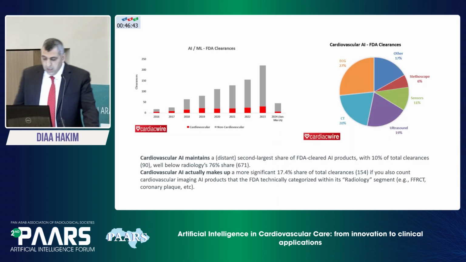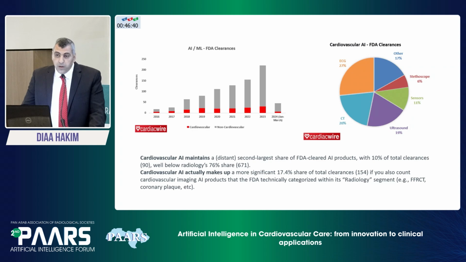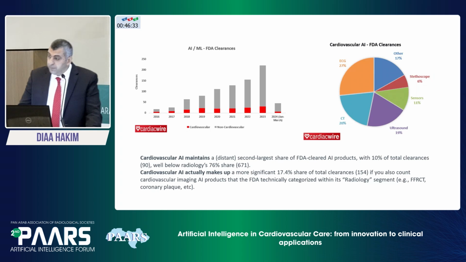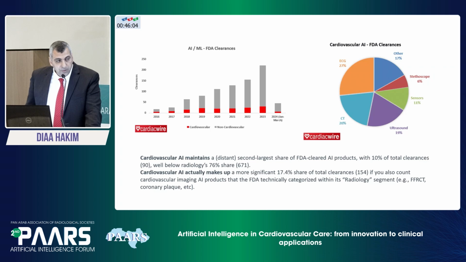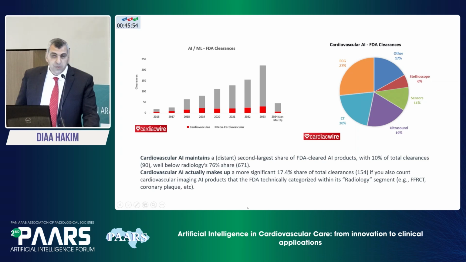Well, cardiovascular medicine is one of the most important subspecialties using artificial intelligence. I copied this data from Cardiovascular, published almost a couple of months ago, and it shows the incremental increase in the use of AI products in cardiovascular medicine. From all the products submitted for FDA clearance, we have about 90 cardiovascular products. That comes in the second position after radiology, of course. So the share of cardiovascular AI-enabled products is about 10%. But if we add the products which are common between cardiology and radiology, that raises the percentage to 17.4%.